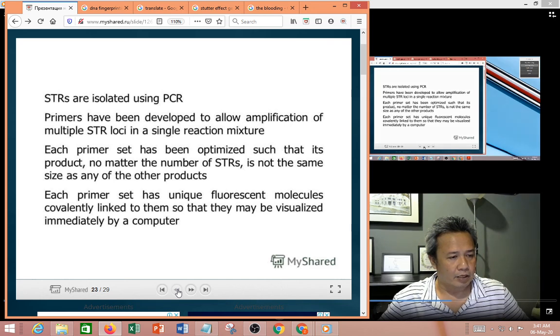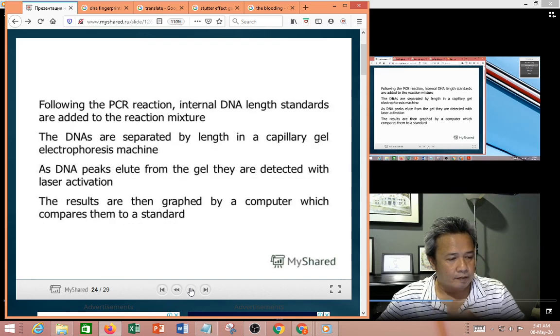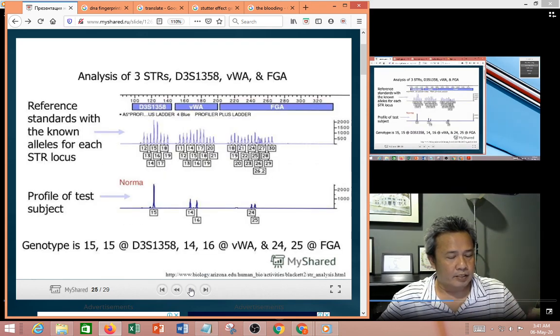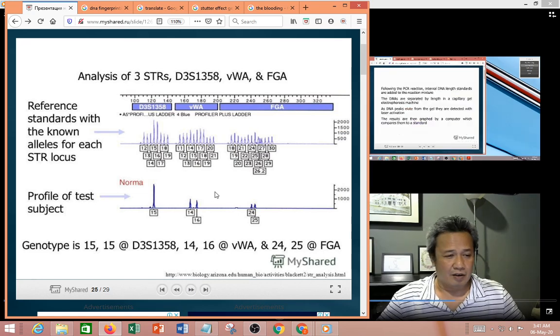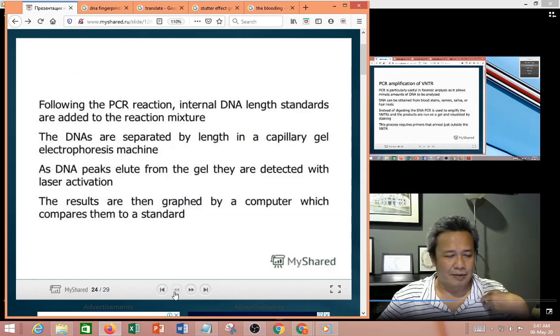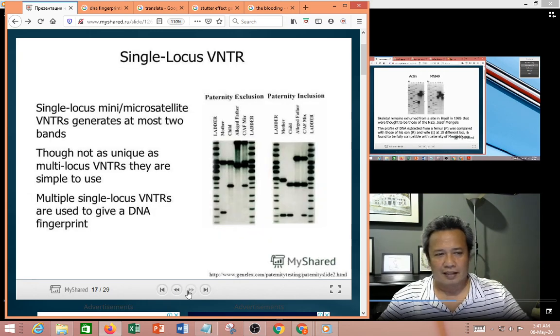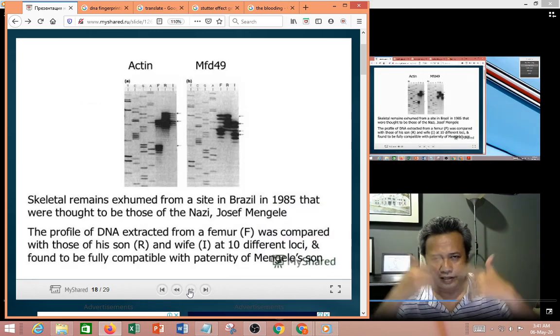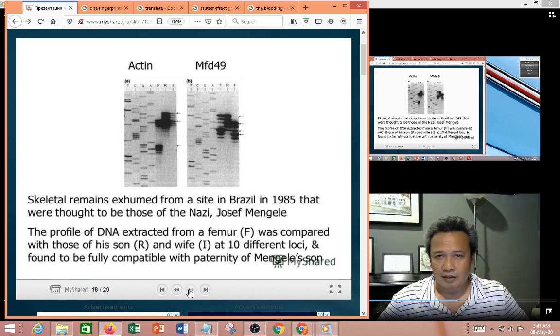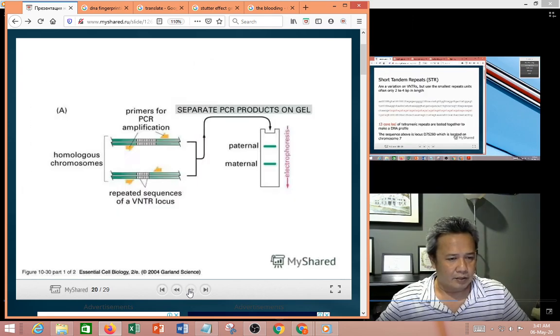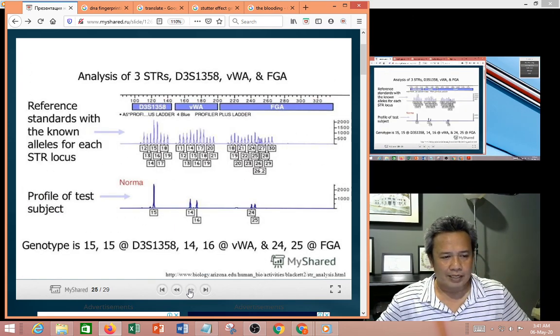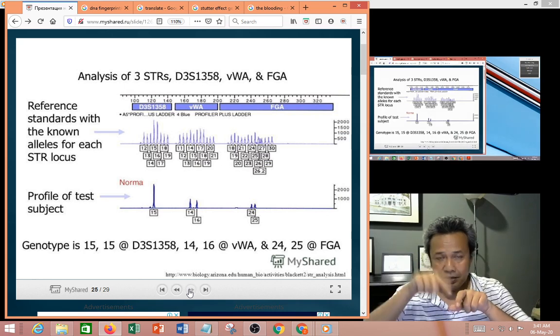Primers have been developed to allow amplification. This is an example. Previously, during my time when I studied, I dealt with a lot of gels and bands, and you get your eyes twisted looking at them. But nowadays, you have computers to help you out. Instead of looking at bands, you're looking at peaks.